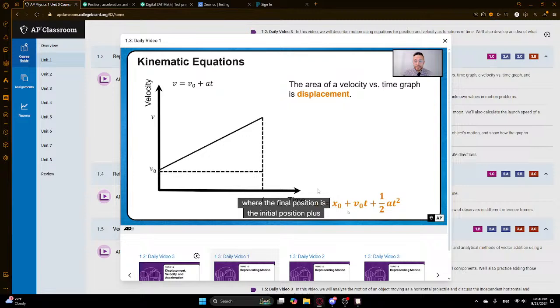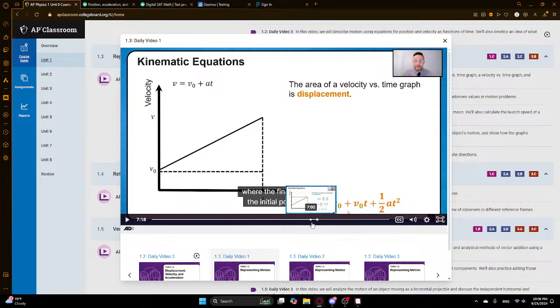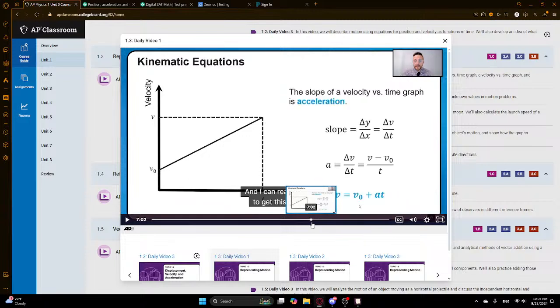And the other thing was, what was the other one? Slope of a velocity versus time graph. Yeah, I need to write that down too.